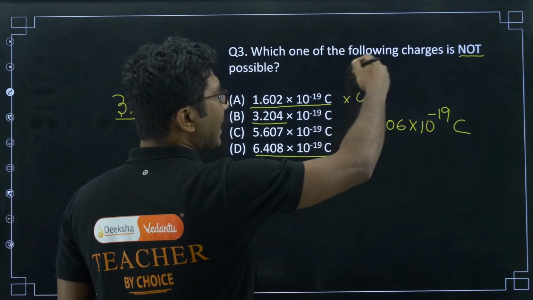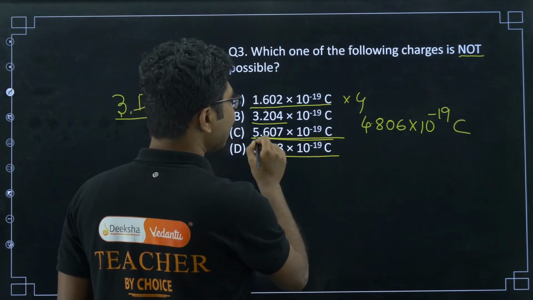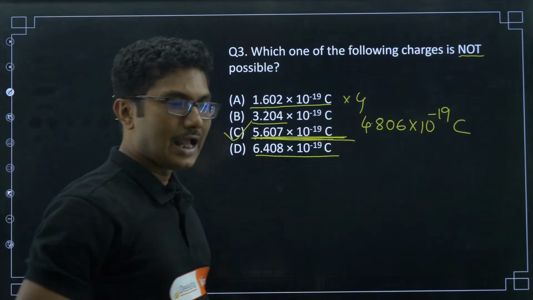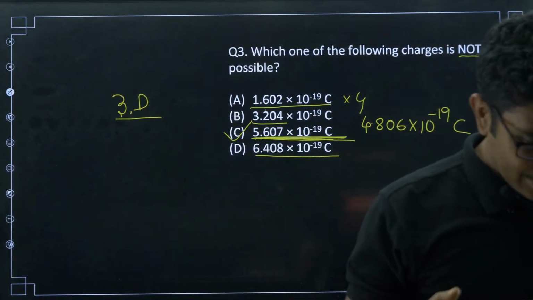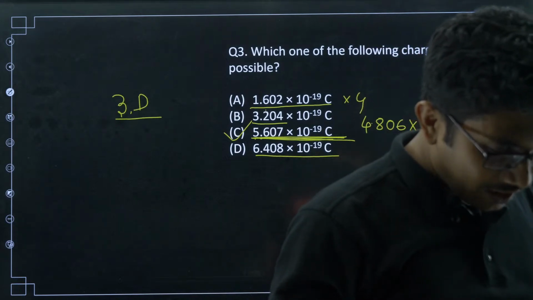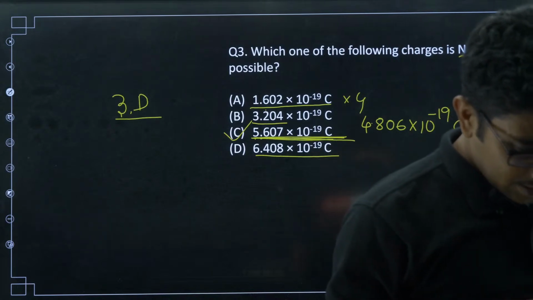But by multiplying with any integer value, you are not getting this value. So, definitely the correct answer is option C. So, this is not possible. Question number 3, 4: Shankar again answered it wrong. Shivani answered it correctly. Array again answered it correctly.